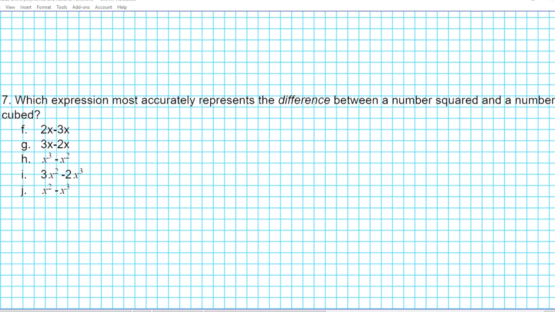Number 7, which expression most accurately represents the difference between a number squared and a number cubed? So difference means minus. A number squared is x raised to the second power, and a number cubed is x raised to the third. So the difference between a number squared, x squared, and a number cubed is x to the second power minus x to the third, which is option letter J.